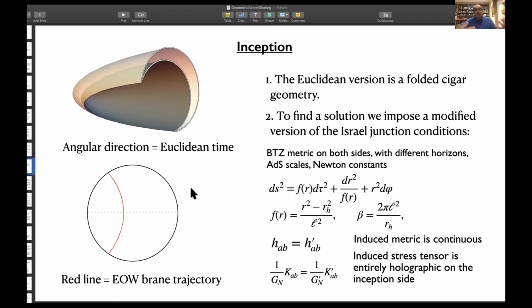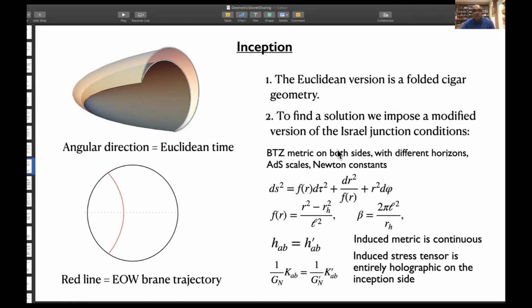By the way, if it helps to visualize, another way of thinking about this is to look from this side, the open side here. If you look down, this outer rim will be like this thing, and you're trying to take a slice out of it. That's this brane here, the red slice. You remove it, and then you splice in another geometry there. So we're going to find a solution by imposing some modified version of the Israel junction conditions.